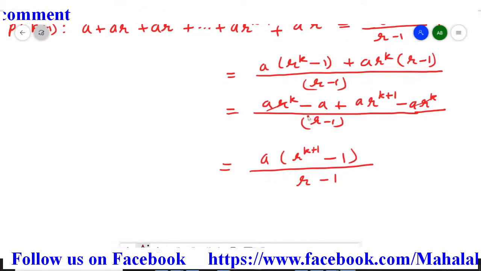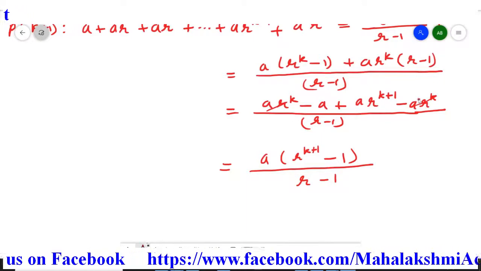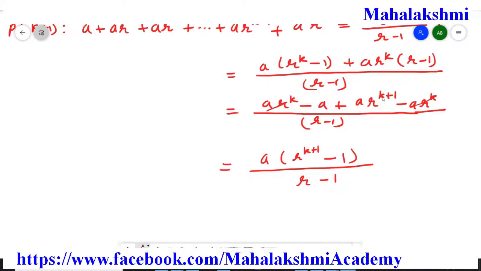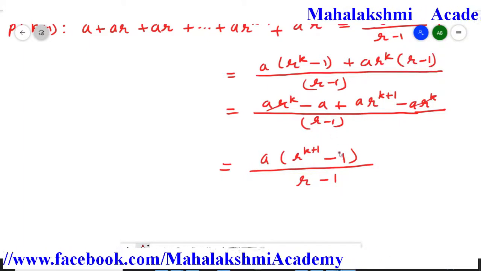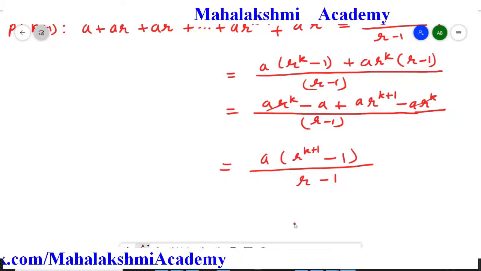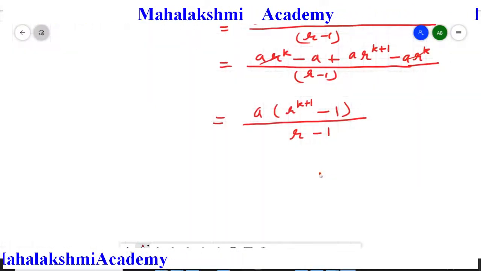So I hope it's clear to you. What I have done is I cancelled these two terms. From these two terms a I took common, so here r to the power k plus 1 remains, and here only 1 is remaining. So that is our right hand side, and the same format we want in the question also. You can check the right hand side.